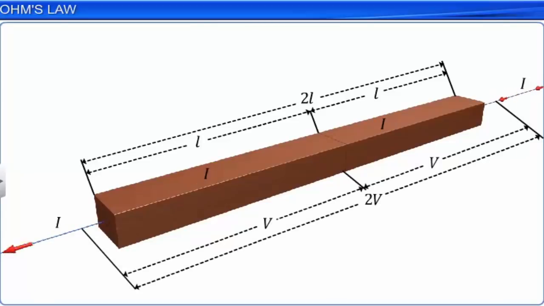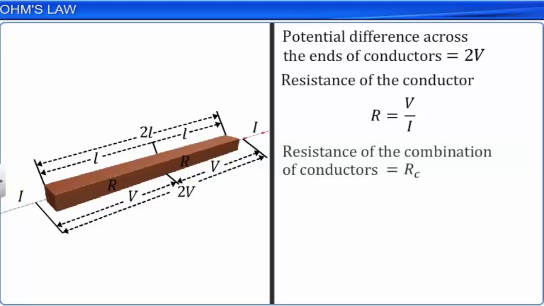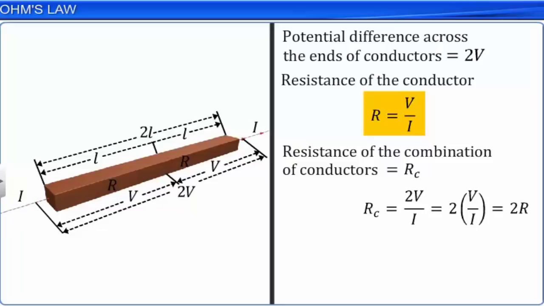The potential difference V across the ends of each conductor should be the same as they are identical and the same current I is flowing through them. The potential difference across the ends of the combination of the two conductors is 2V. The resistance of each conductor is expressed as R is equal to V by I. The resistance of the combination of conductors is represented by RC. RC can be calculated by applying the above formula for the combination. Substituting V by I is equal to R in the above equation, we get RC is equal to 2R. From this activity, we can conclude that resistance R is directly proportional to the length L of the conductor. Let this be equation 1.